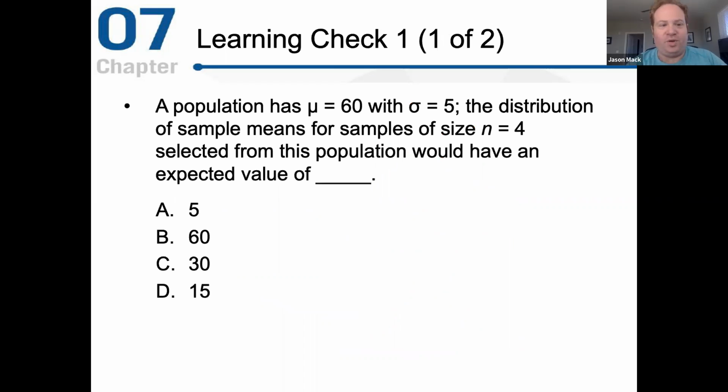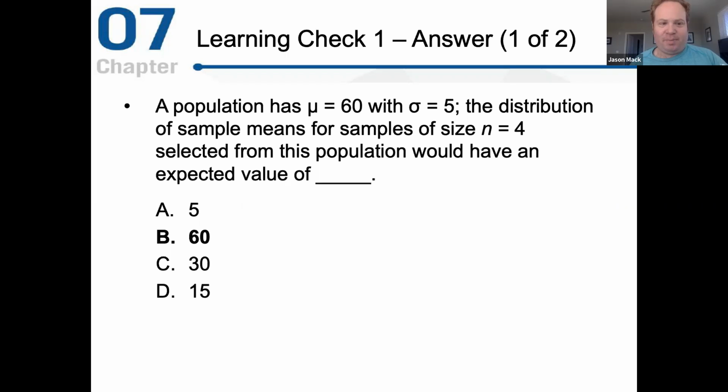Learning check 1 of 2. A population has a mean of 60 and a standard deviation of 5. The distribution of sample means for sample size n equals 4 selected from this population would have an expected value of what? 5, 60, 30, or 15. Feel free to pause me and calculate that formula. There are master formulas that are posted. Probably do a worksheet towards the end of this lecture as well.